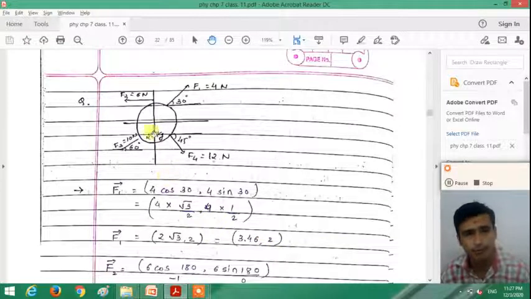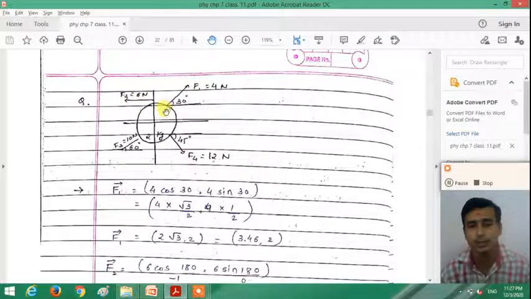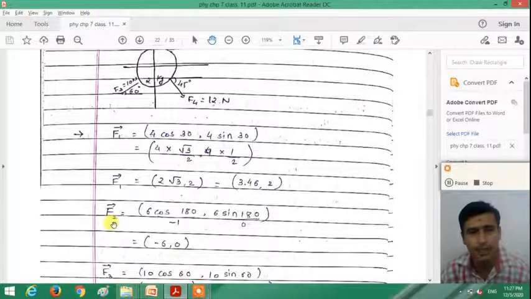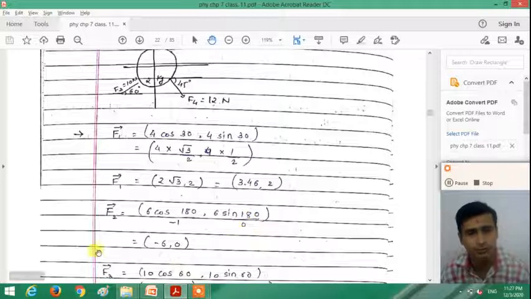F2 is acting in this direction, so the angle it makes with the positive x-axis is 180 degrees. How can we calculate F2? F2 is equal to (6 cos 180, 6 sin 180). The value of cos 180 is minus 1 and the value of sin 180 is 0. So we get F2 equal to (minus 6, 0).